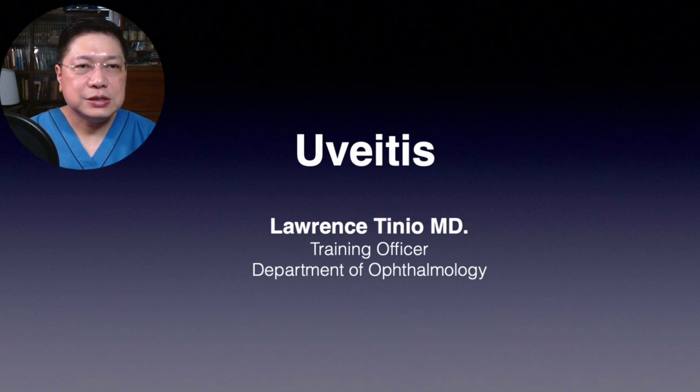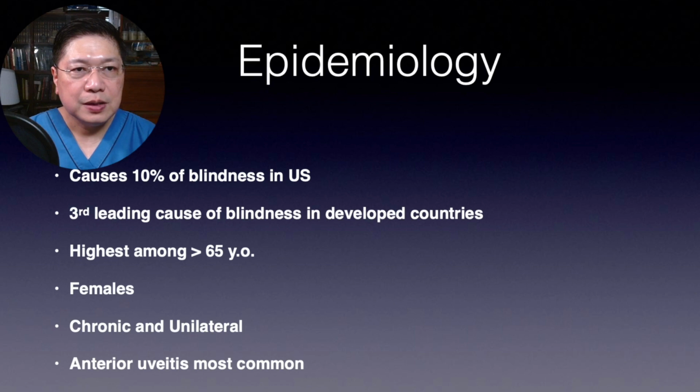Welcome to today's discussion on uveitis, which is a very important topic. It's about 10% responsible for all the blindness in the United States. So that's a lot. And it's the third leading cause of blindness in developed countries. Highest among the elderly, especially those above 65 years old.